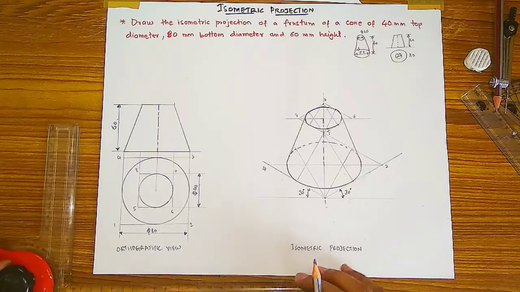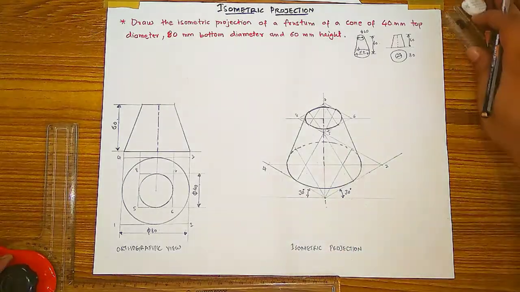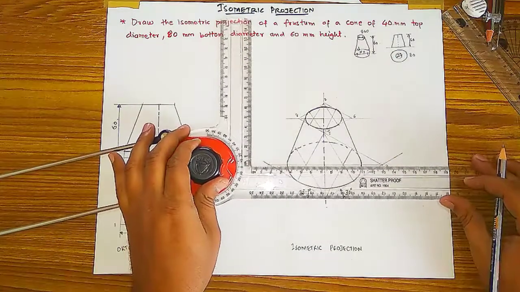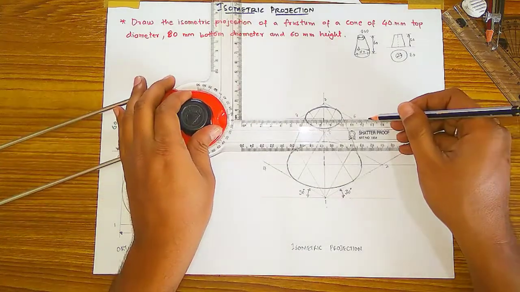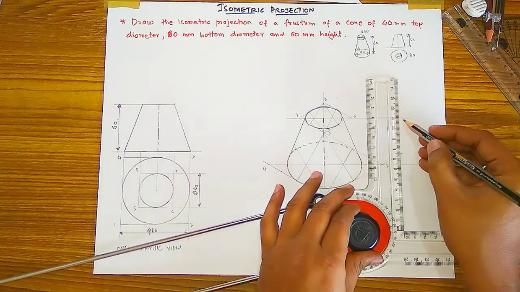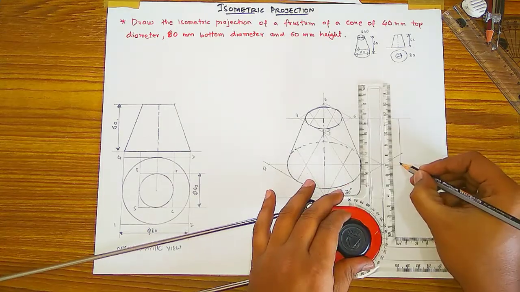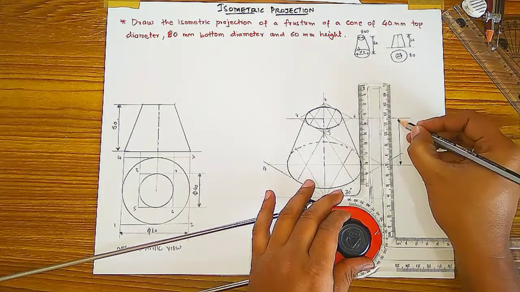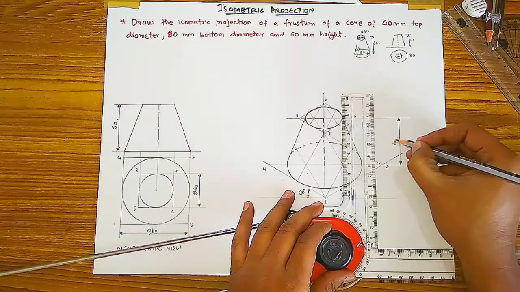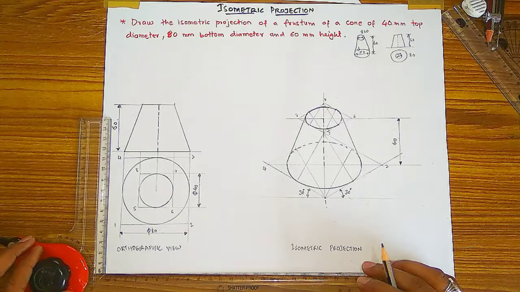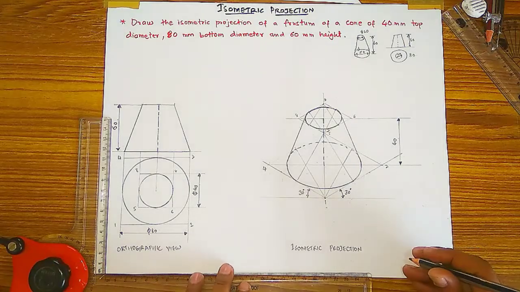So this is the complete solution of this frustum of a cone. So also show the dimension of its axis height like this by taking extension line and dimensioning line, arrow marks, and its height is 60 mm. And this is the isometric projection of the frustum of a cone.